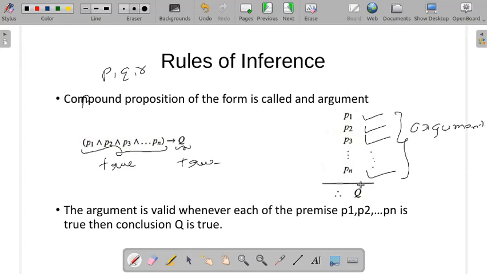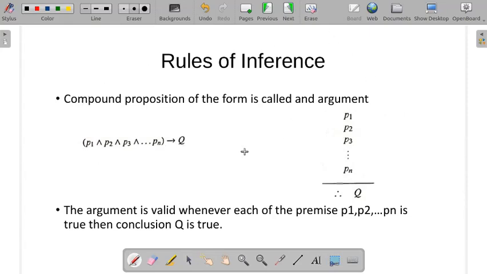And this is the conclusion. So the argument is valid whenever each of the premises P1, P2 till Pn is true, then the conclusion Q is also true. So this whole argument will be valid then.